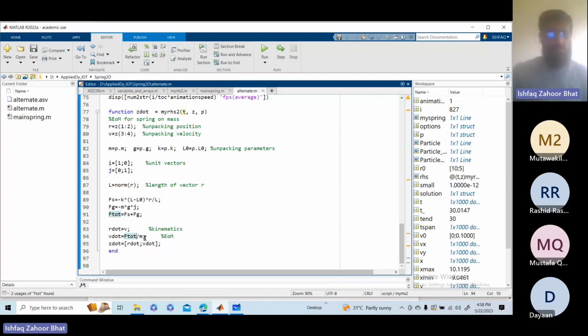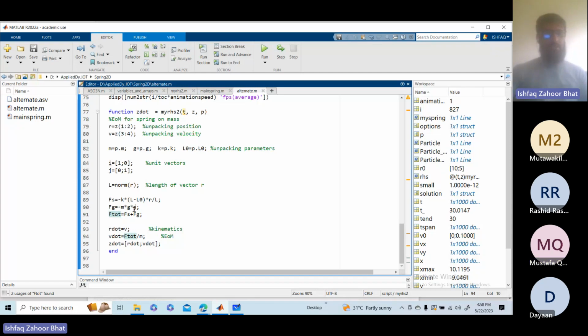But again, MATLAB does not know what this F total is. So going back, I can write F total is nothing but Fs plus mg. So I am telling MATLAB that this F total which I am using is spring force plus gravitational force. Again, it does not know what spring force is. So I am again saying, this is the backward way of writing the code.